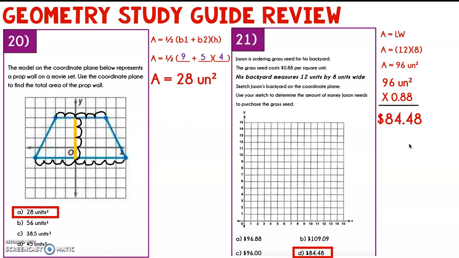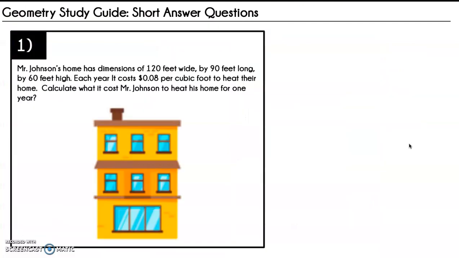Okay. All right. Now what we're going to do is we're going to take a look at our short answers. The first short answer was a volume question. It says, Mr. Johnson's home has dimensions of 120 feet by 90 feet by 60 feet. Each year it costs him 8 cents per cubic foot to heat his home. What is the cost for Mr. Johnson to heat his home for 1 year?